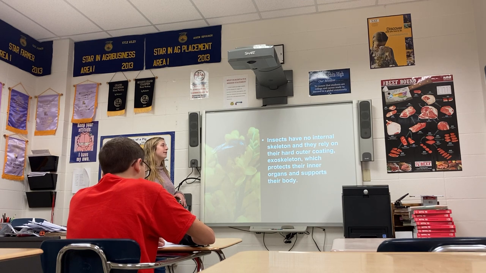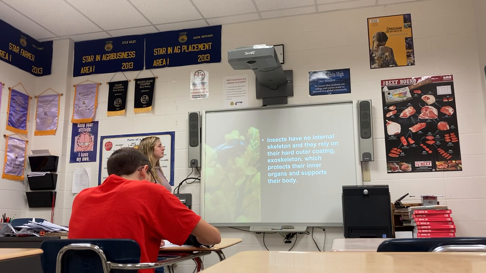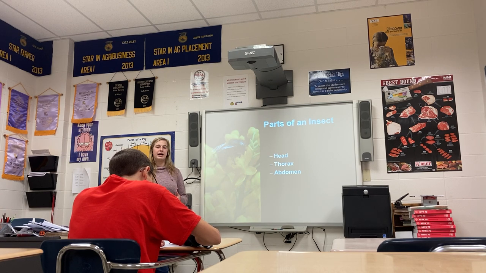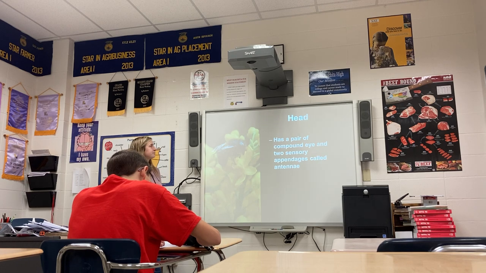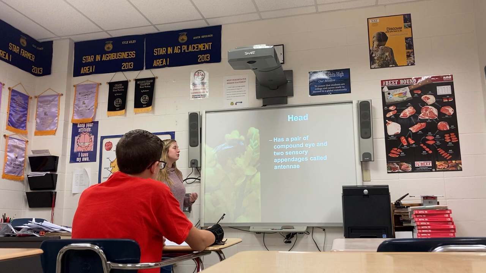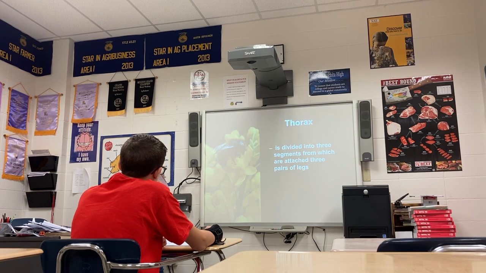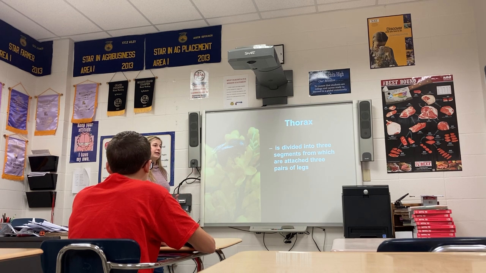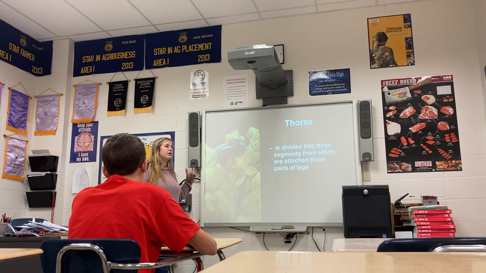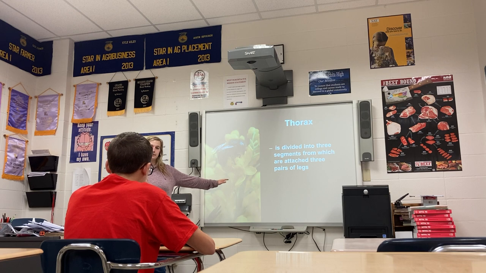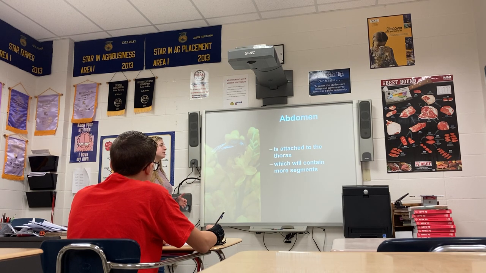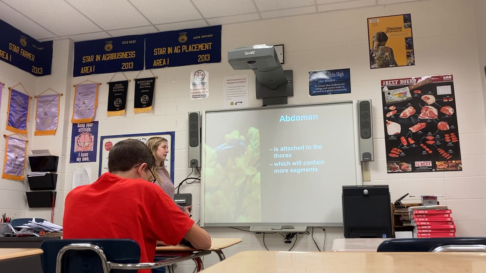Insects have no internal skeleton and they rely on their hard outer coating, the exoskeleton, which protects their inner organs and supports their body. So there are three parts of an insect. There's the head, the thorax, and the abdomen. The head has a pair of compound eyes and two sensory appendages called antennas. The thorax is divided into three segments which are attached to three pairs of legs. It's important that we write these specifics down because an insect has to have three pairs of legs. So that means that it needs to have six legs altogether. So it's important that we understand these very specific things. This is why spiders are not technically called an insect, because they have how many legs? Eight. Very good. And then the abdomen is attached to the thorax, which contains more segments.